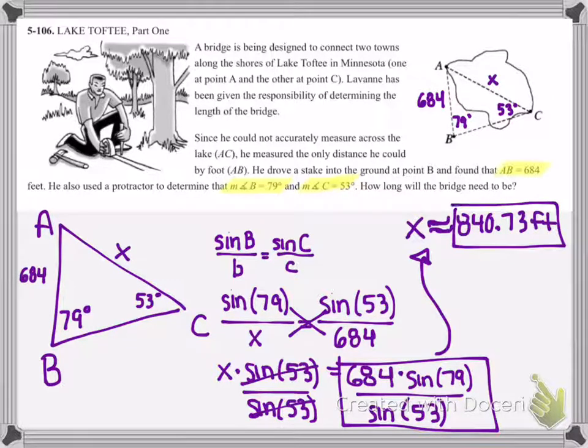Now I can do a quick visual check here to make sure this makes sense. Think about our diagram. This angle over here, 53 degrees, opens to this side length that we knew, 684 feet. This angle 79 should open to a larger side length, so that checks out with our answer. We got 840.73 feet, and that is larger than the 684 that we knew. Awesome. On to the next example.